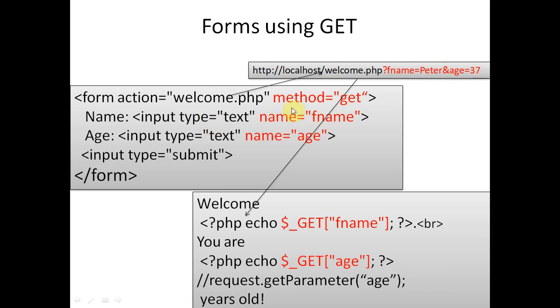Suppose in the first text box we have typed Peter, and in the second text box we have typed age 37. It will be displayed on our browser's screen. You can see on the top of the browser, where we write the name of a website like google.com, gmail.com, whatever we are typing, that place will show the value of both text boxes.